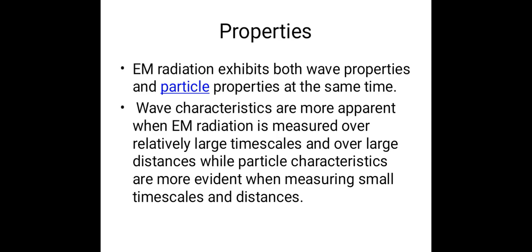Properties. EM radiation exhibits both wave and particle properties at the same time. Wave characteristics are more apparent when EM radiation is measured over relatively large time scales and over large distances, while particle characteristics are more evident when measuring small time scales and distances.